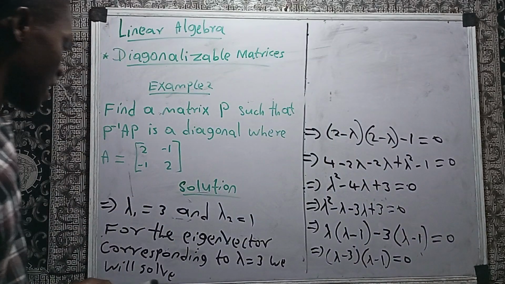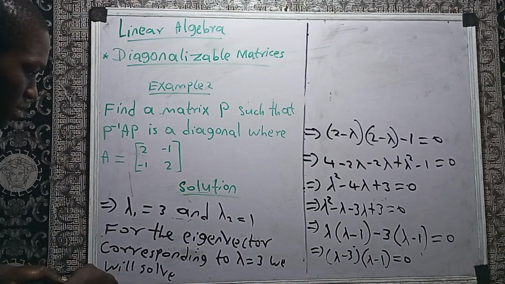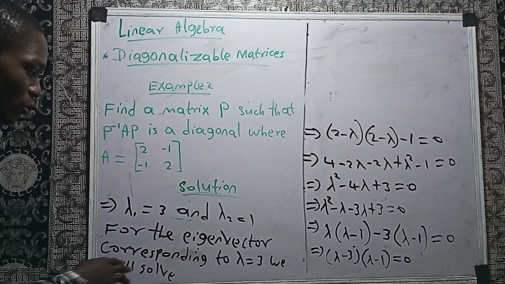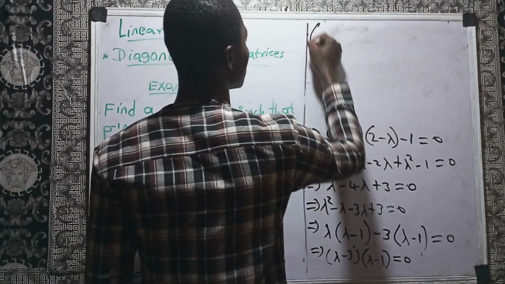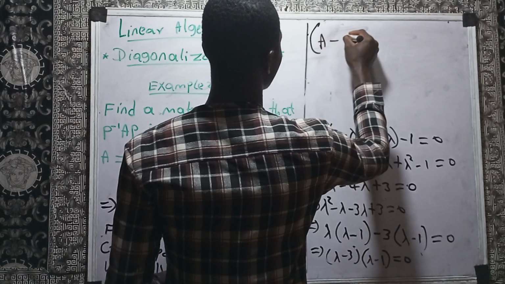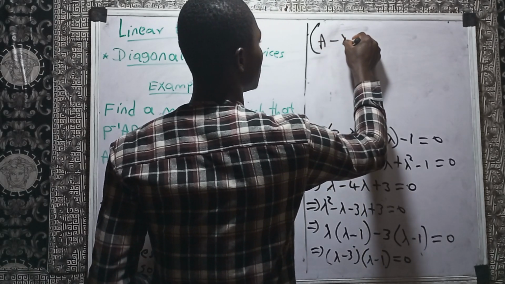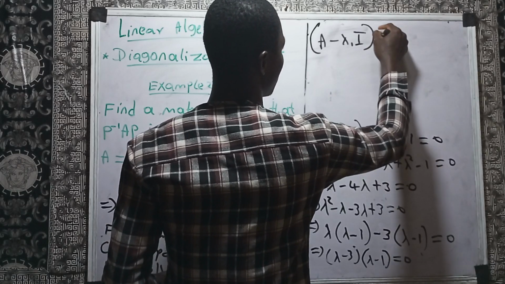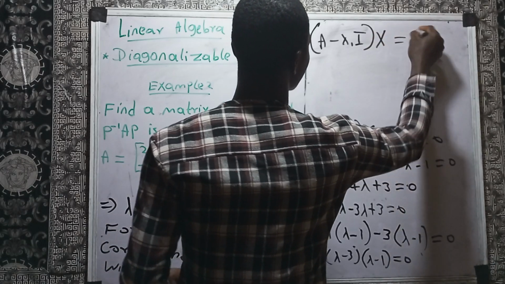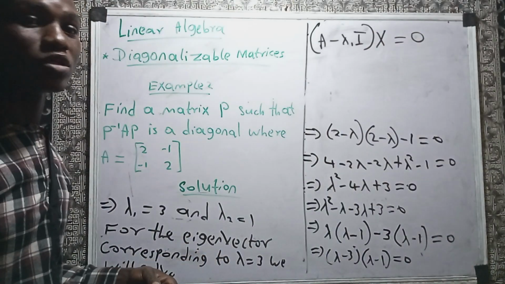So let's solve this. So to find the eigenvector corresponding to lambda equals 3, we will solve this equation. A minus lambda sub 1 I multiplied by capital X equated to 0. So this is what we are going to solve.